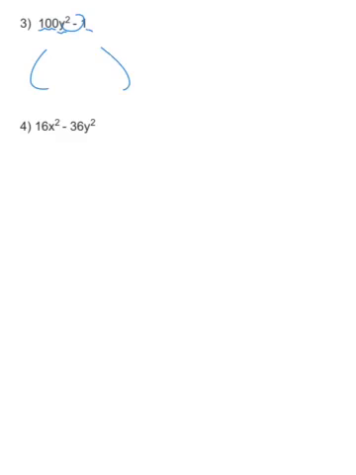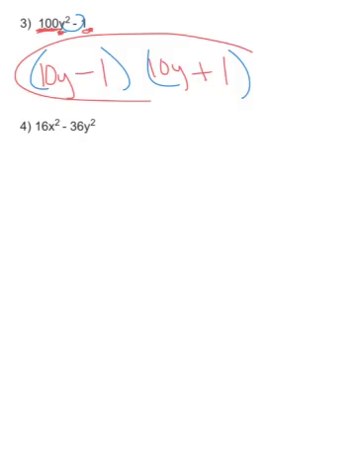So we'll put two sets of parentheses. We'll start with the first term. So the square root of 100 is 10. That'll be our first term in each set of parentheses. Square root of y squared is y, right beside the 10. Square root of 1 is 1, so that's the second term in each set of parentheses. Make one a minus, make one a plus, and there's your final answer.